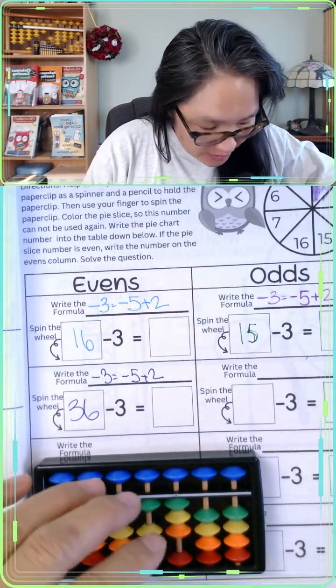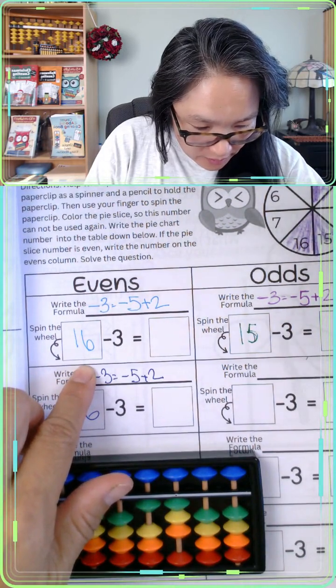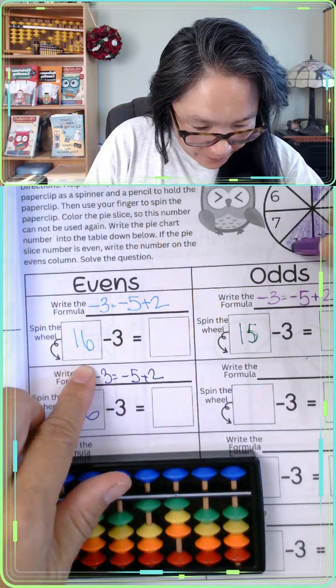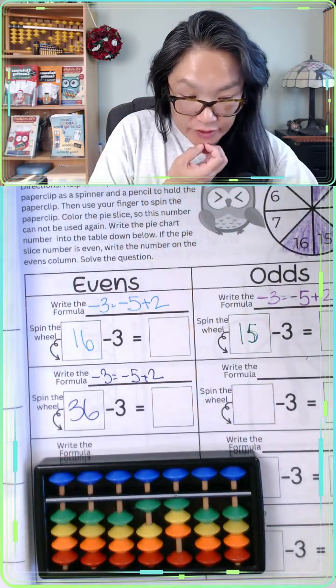Oh, I'm going to color this in. So we have 16. So that's what I did. Let me know if you have any more questions. It's really quite interesting. And I do find it interesting.